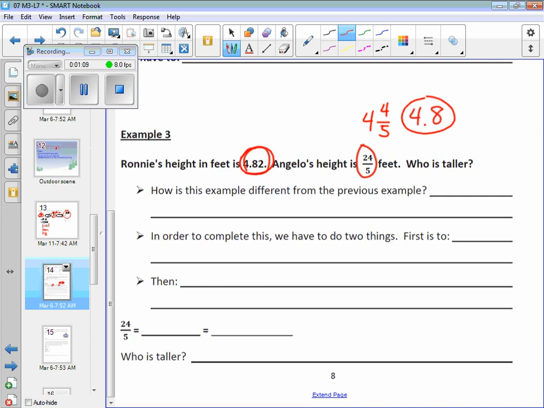Okay, let's just go to these little arrowheads here. How is this example different from the previous? We have an improper fraction. We've kind of done this already. We just need to verbalize it in our steps. In order to complete this, we have to do two things. Well, we've done it. The first is to change improper.